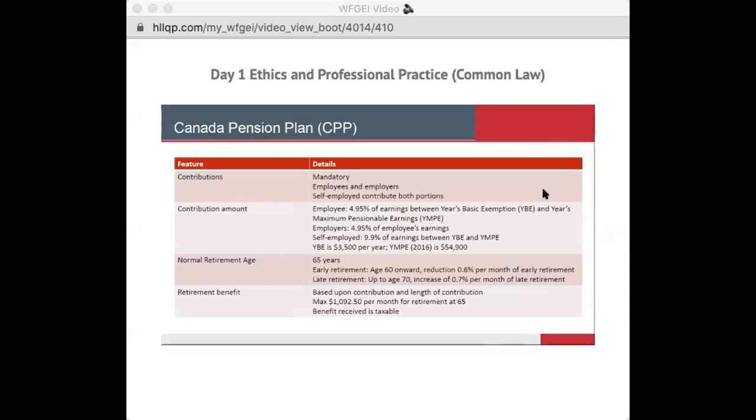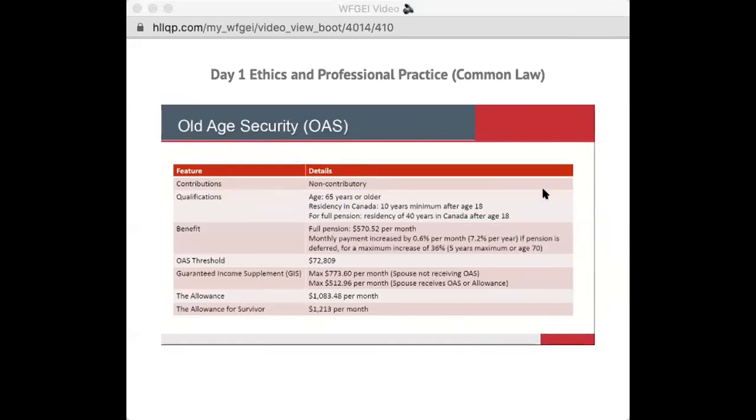Okay, so if you were to retire now, for example, in 2016, let's say, because that's what these numbers are, it's 2016 numbers, you would get $1,092.50 per month at age 65. Okay. Now, remember that regardless of how you look at it, the benefit received is taxable. Because remember, you deducted your premium, and so therefore the benefit itself will be taxable as well. So that's your CPP.